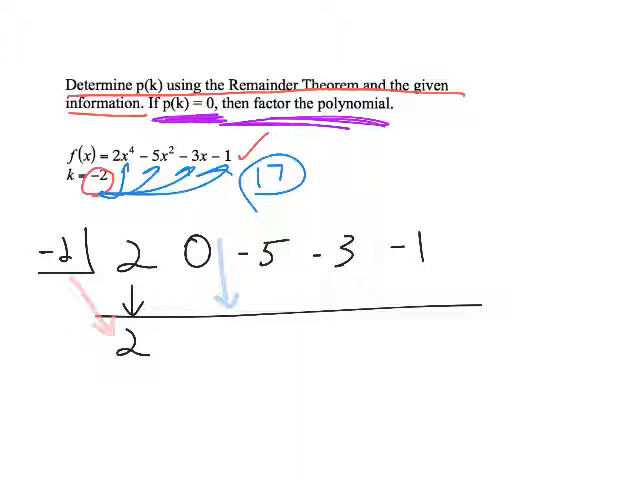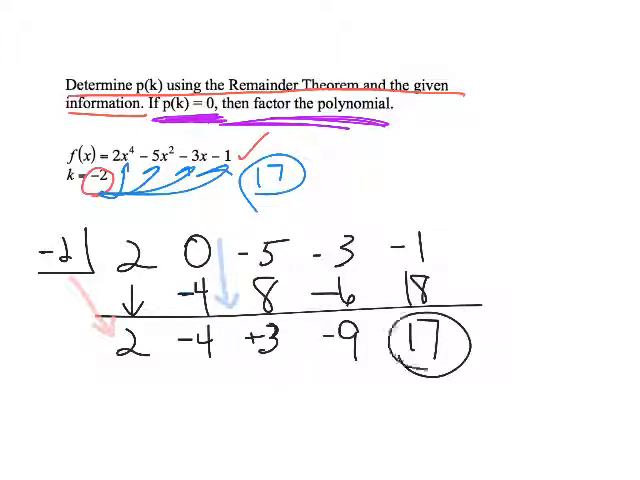So when we multiply diagonally, -2 times a -2 is a -4. When we add vertically, we get a -4 here. -2 times a -4 is a +8. When we add vertically, -5 plus 8 is a +3. -2 times a +3 is a -6. And when we add vertically, we get a -9. -2 times a -9 is a +18. And of course, it is a 17 when we add vertically.